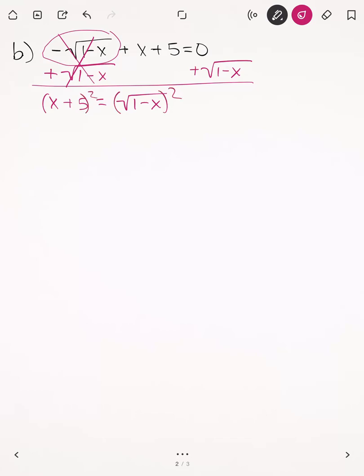Again, you can FOIL or area model this one. I like the area model. Remember, x plus 5 squared is x plus 5 times x plus 5, which gives us x squared, 5x, 5x, 25. So it multiplies out to x squared plus 10x plus 25. You could even use the binomial theorem, that Pascal's triangle, if you wanted to.